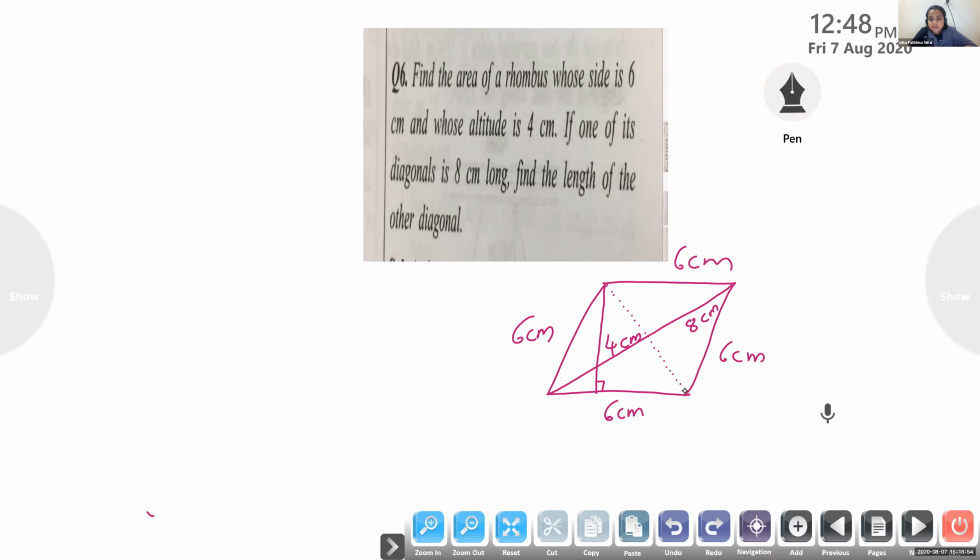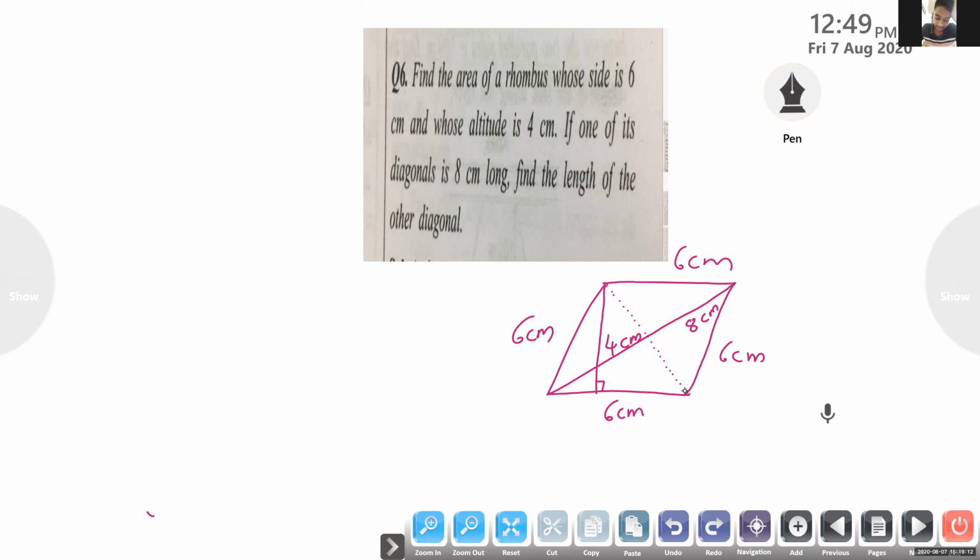Area of a general quadrilateral. Okay, if it is a general quadrilateral, what are H1 and H2? That is the height of the two triangles. Are they given?